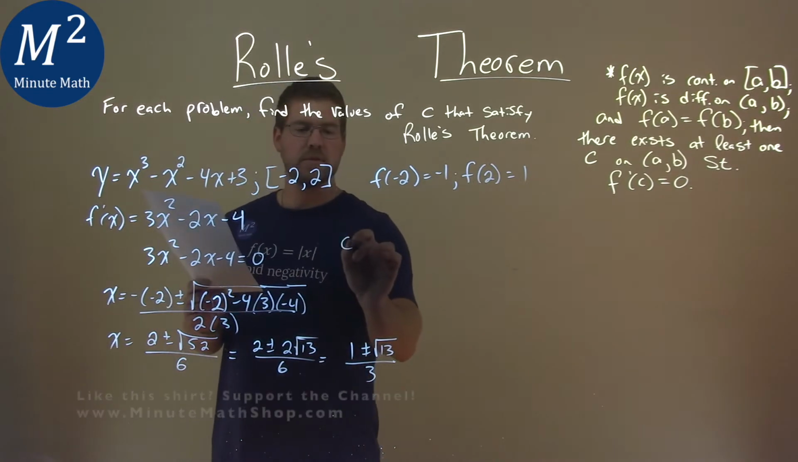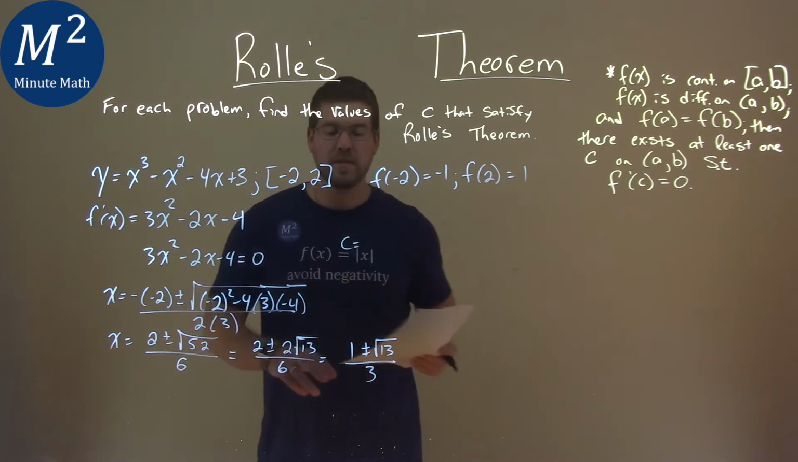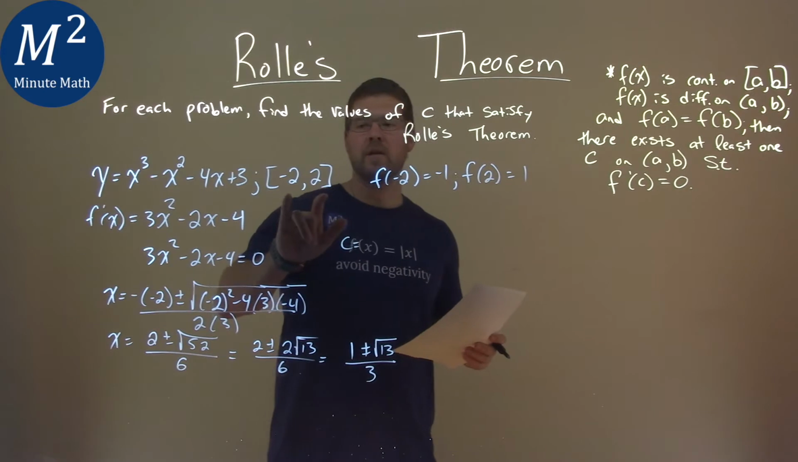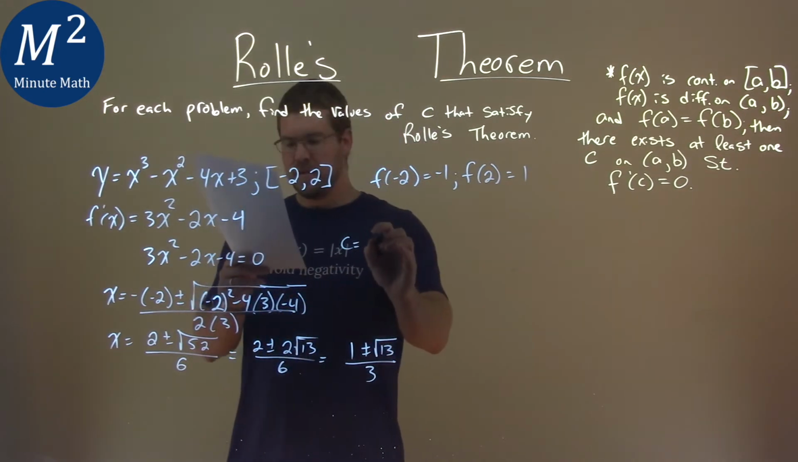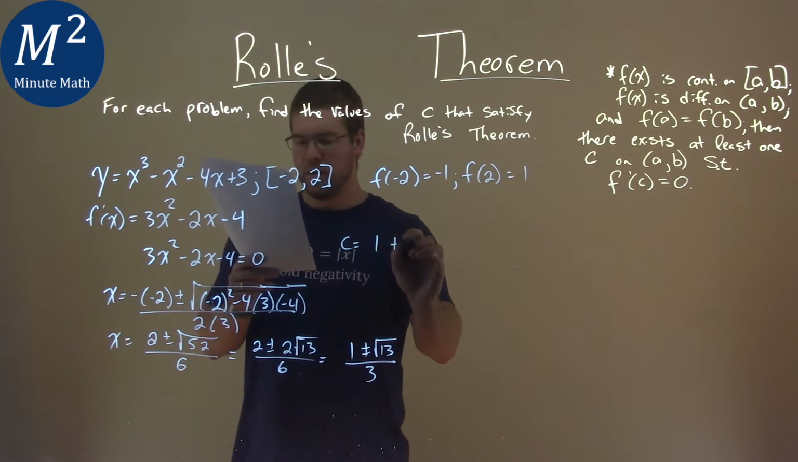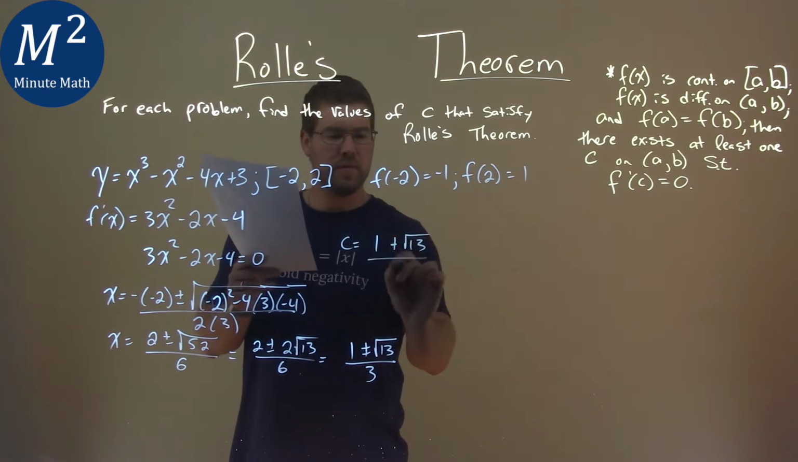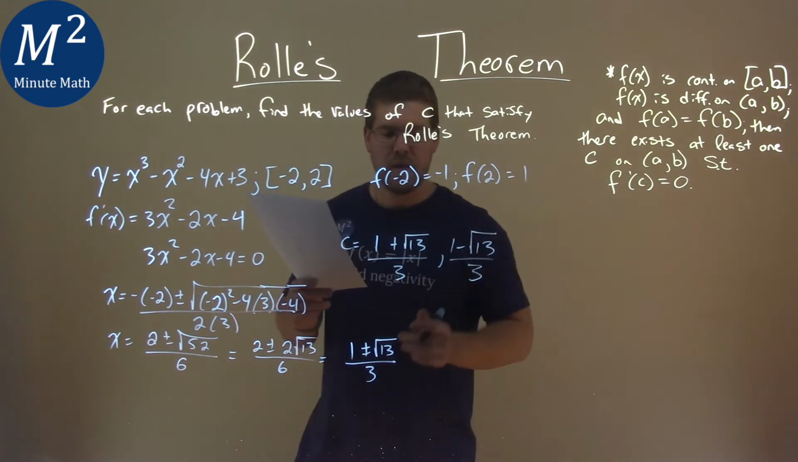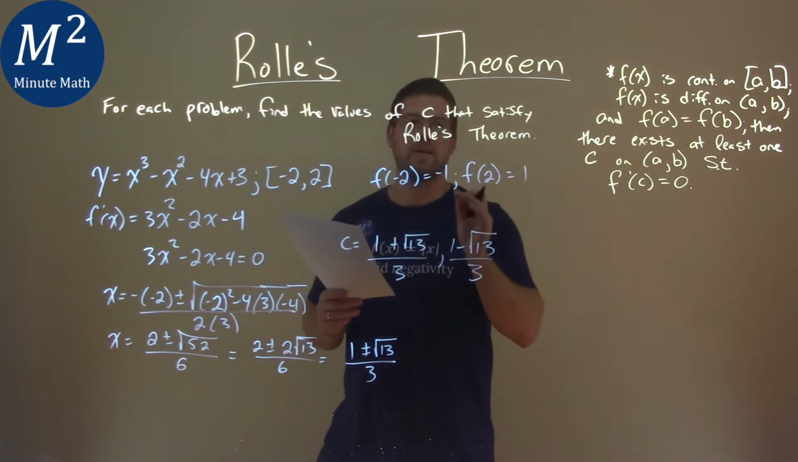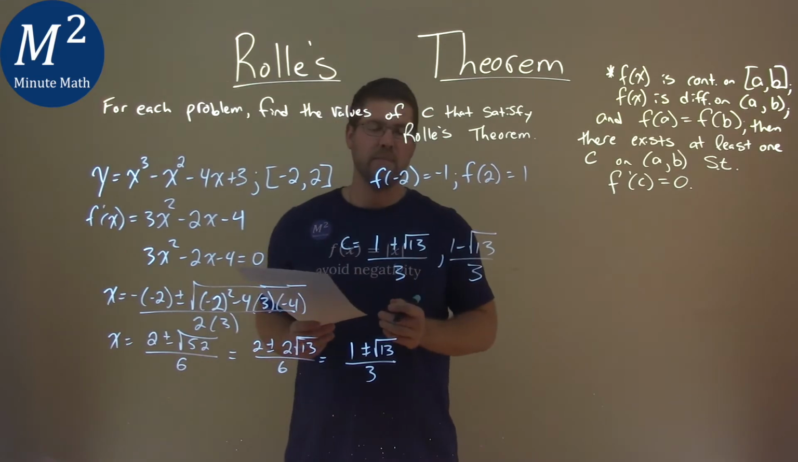And so our two c values here, we check, they're both within our interval from -2 to +2, so we're good there. And so our c values, writing them separately, are 1 plus square root of 13 over 3, and 1 minus square root of 13 over 3. And these are the two c values that satisfy Rolle's theorem.